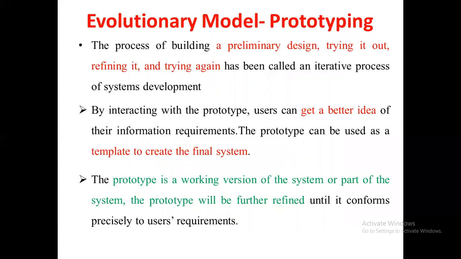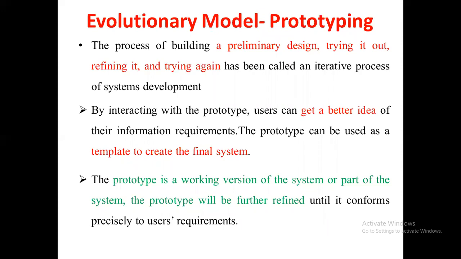So here we start with a preliminary design. We don't know the final requirement. We start with a basic requirement, the preliminary design. Then we try to implement it. And then after implementing, we refine the system again. And then again, we will use it. And this is going to be an iterative process.